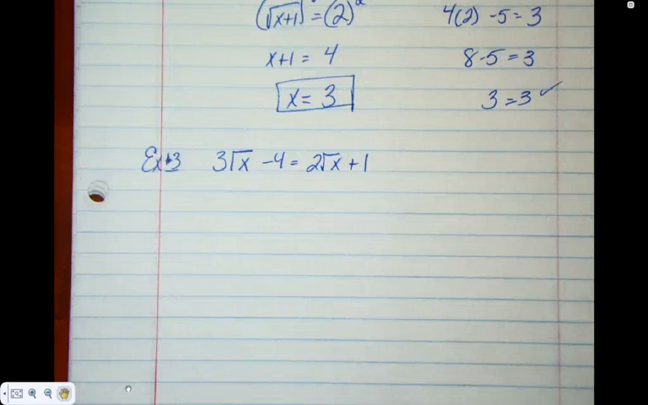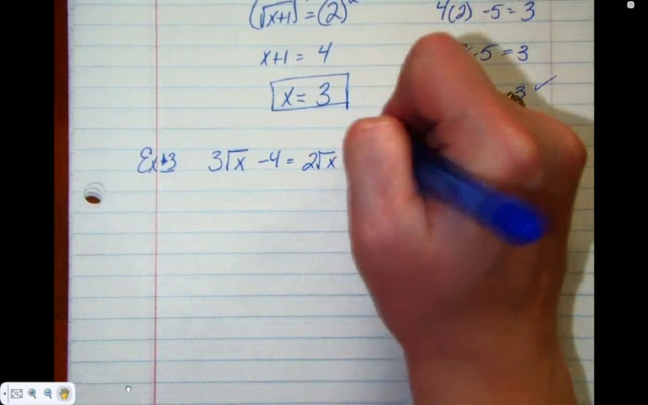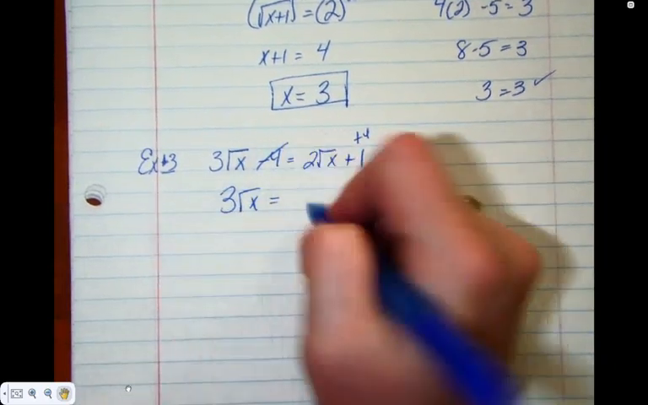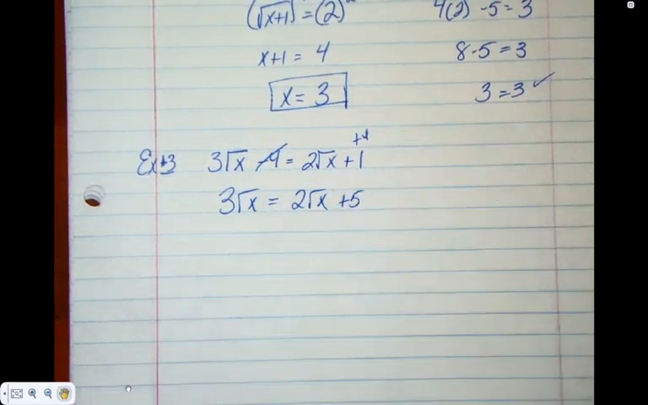I need everything else away. So what do you think we're going to do with this negative 4? I'm going to add him to get rid of him to the other side. Okay, so that's going to leave me 3 root x. On the other side, I have a 2 root x that I haven't touched. And I have the 1 plus 4, which is 5.